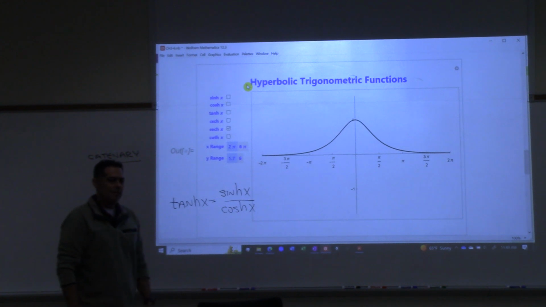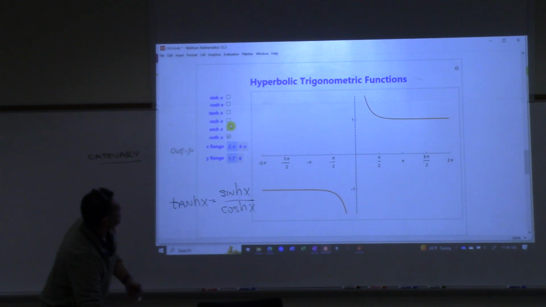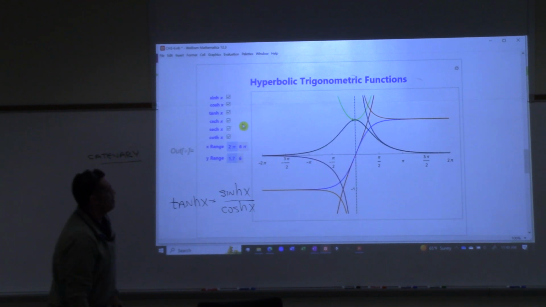Yeah, it's too low for that. Yeah, but we'll study that more later. Cotangent hyperbolic will. Okay, so that's what they look like.